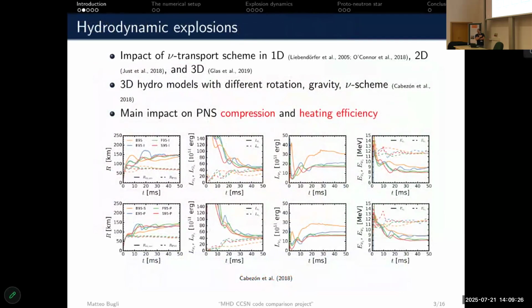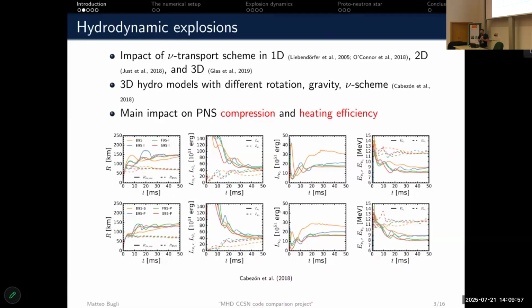In recent years there have been some attempts at quantifying this agreement, or sometimes lack thereof, between numerical codes. The focus of different code comparisons has shifted, for instance, to the impact of the neutrino transport scheme. Of course, this is of paramount importance when it comes to standard neutrino-driven core-collapse supernovae. And so there are works dealing with one-dimensional, two-dimensional, and 3D studies.